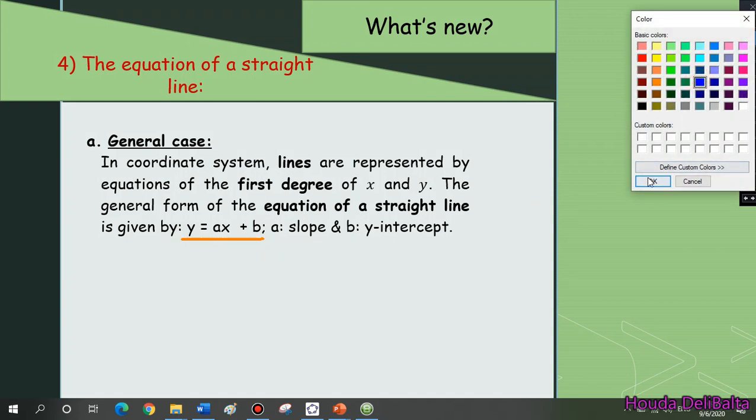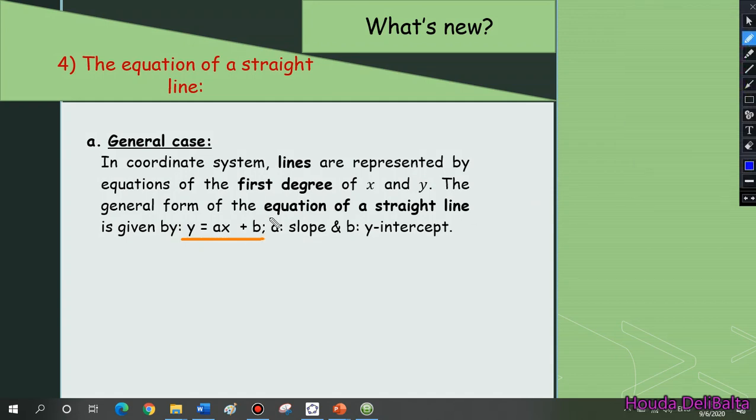Notice that y is expressed in terms of x. This equation has no specific solution because for each value of x you are going to have a value for y. Now a and b are actually real numbers. So a and b are real numbers.